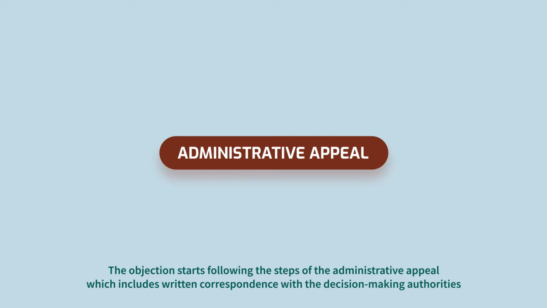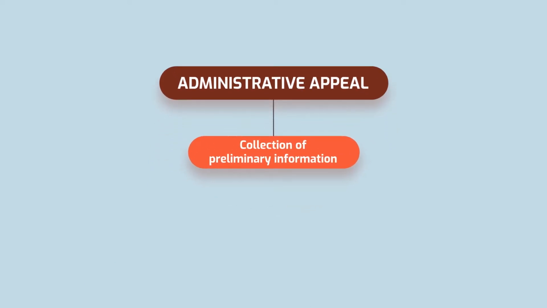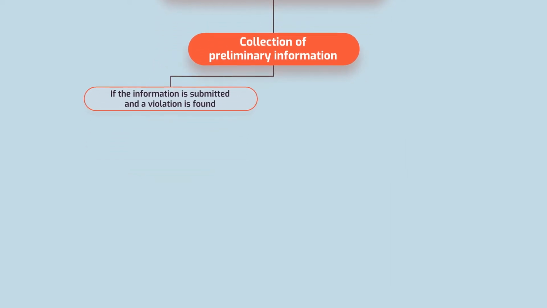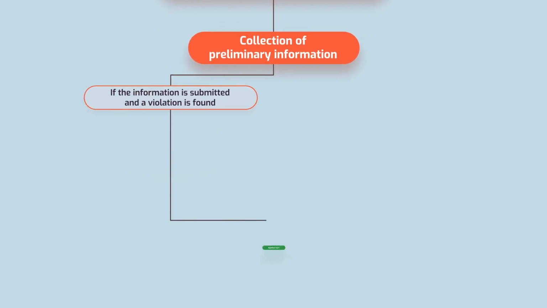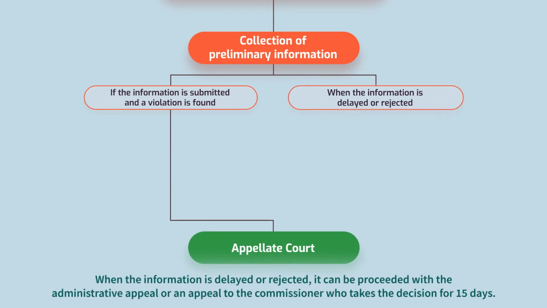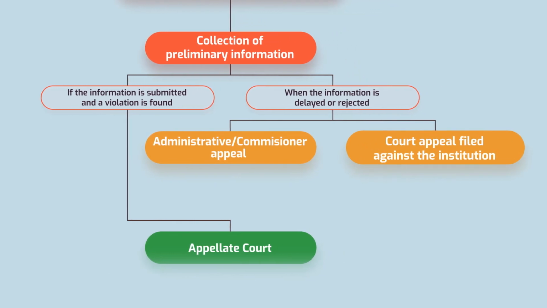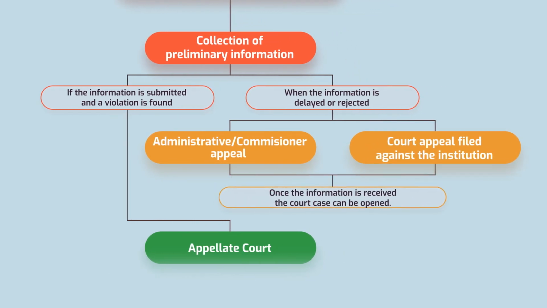The objection starts following the steps of the administrative appeal, which includes written correspondence with the decision-making authorities. The first step is the collection of preliminary information. If the information is submitted and a violation is found, then it is proceeded with the appellate court. When the information is delayed or rejected, it can be proceeded with the administrative appeal or an appeal to the commissioner, who takes the decision within 15 days. Or a court appeal can be filed against the institution. Once the information is received, the court case can be opened.